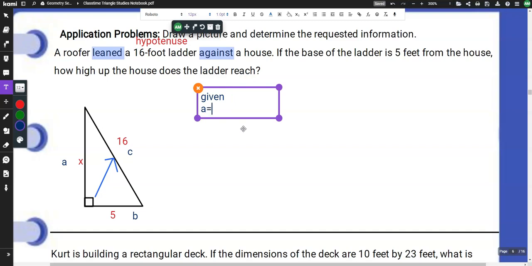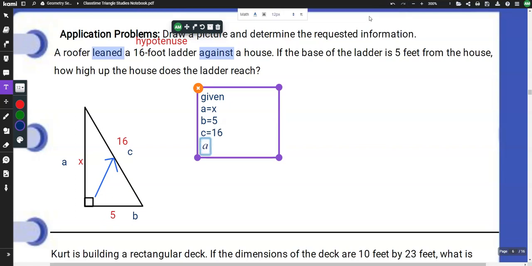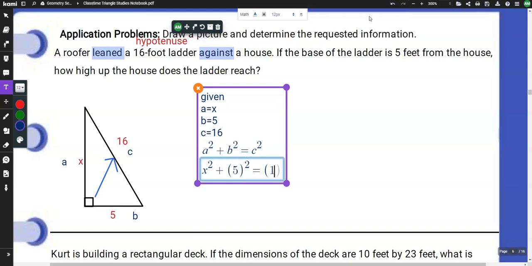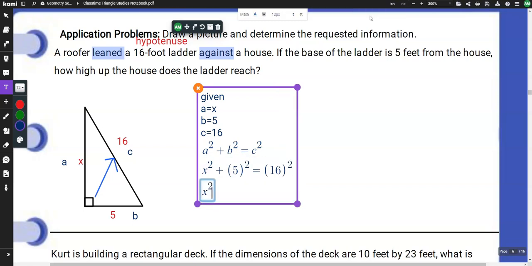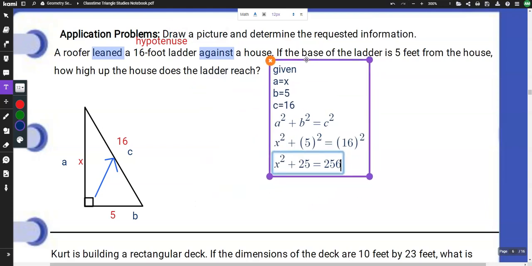So A is X, B is 5, C is 16. Our formula again is going to be A squared plus B squared is equal to C squared. So that gives me X squared plus 5 squared is going to be equal to 16 squared. X squared again is just X squared. 5 squared is 25. And 16 squared is 256.